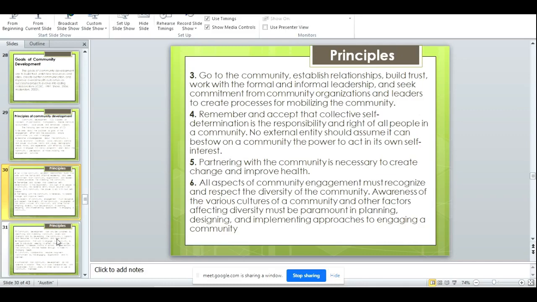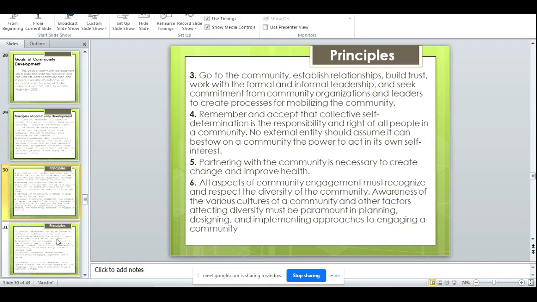And number 4, you have to remember and accept the collective self-determination. You have to remember and accept that collective self-determination is the responsibility and right of all the people in the community. No external entity should assume it can bestow on the community the power to act in its own self-interest. So when you come into a community, you cannot just bamboozle them and put things on them. You have to be ready to work with the community members, give some control to them, and allow it to be a democratic thing. Work, like I always said, work with the community, carry them along at every step.